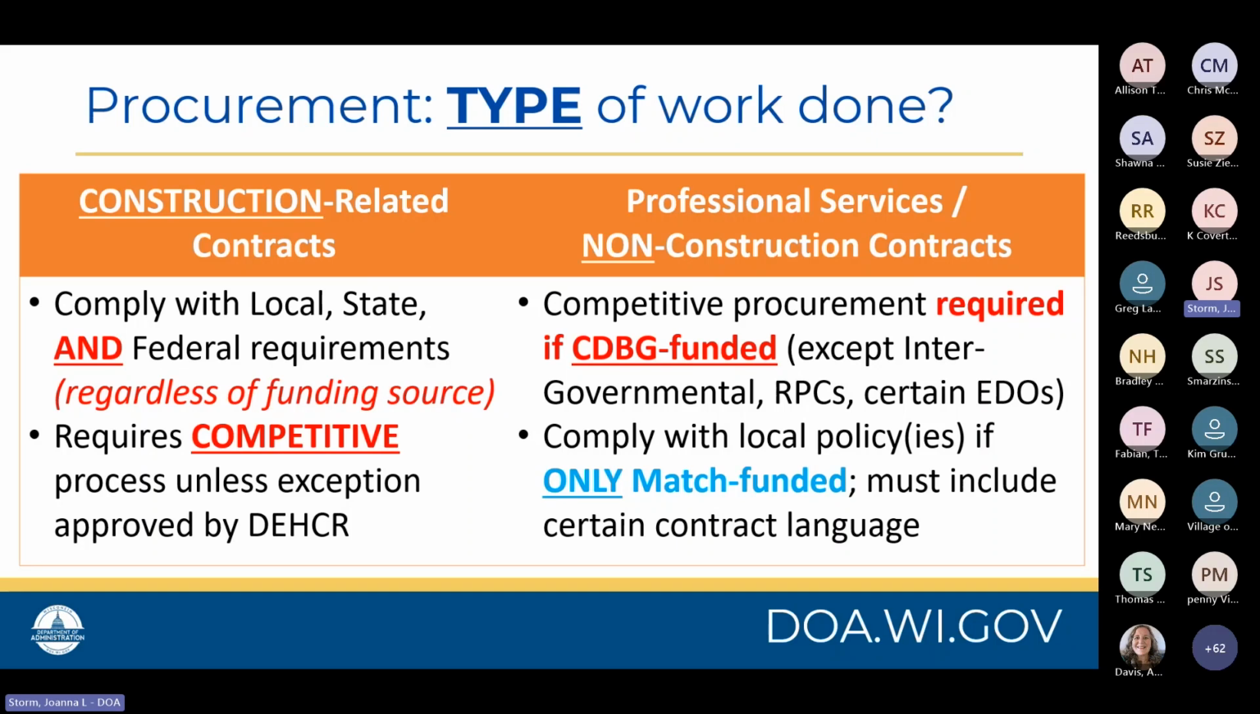So for construction-related contracts, this requires competitive processes unless, for some reason, Decker grants you or approves an exception, in which case you need to reach out to your designated Decker program representative. For professional services and non-construction contracts, the competitive procurement processes are required if that activity will be funded in whole or in part with any CDBG dollars. Again, here the exceptions would be intergovernmental agencies, RPCs, and certain economic development organizations.